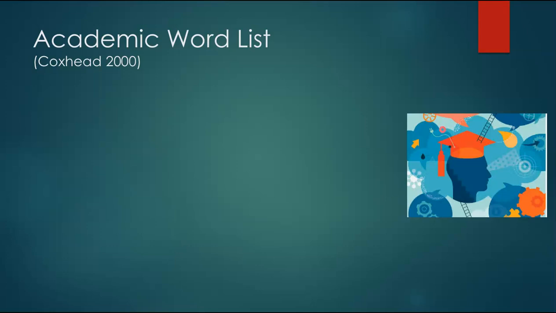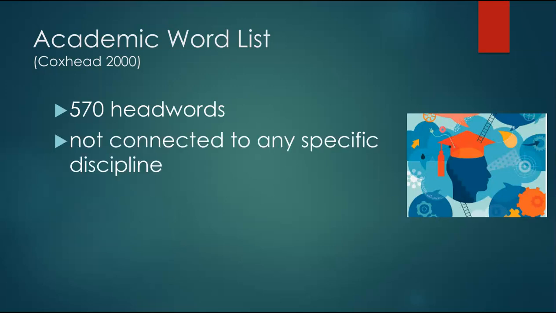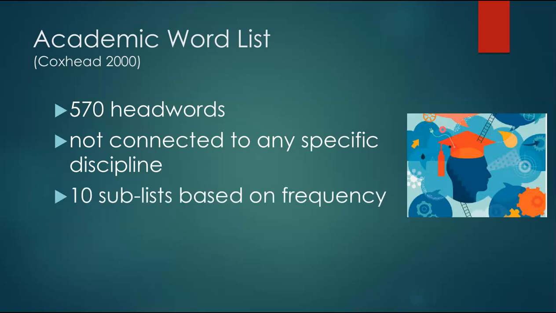But the AWL, the Academic Word List, was really for use in academic contexts. It includes about 570 head words, and it's not connected to any specific discipline. So it's not a lot of words from biology or accounting or linguistics. They're words that you would find in academic contexts across different disciplines.